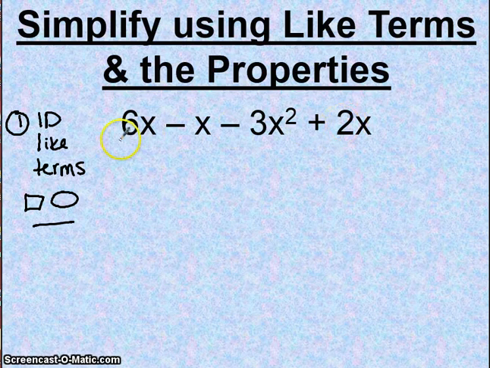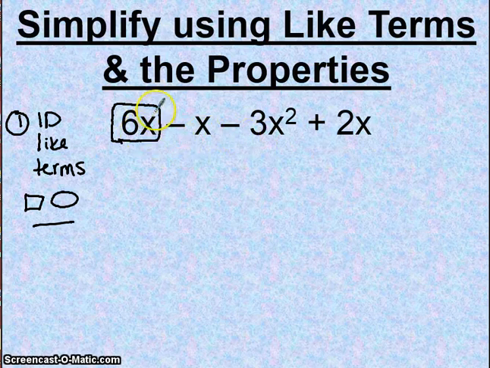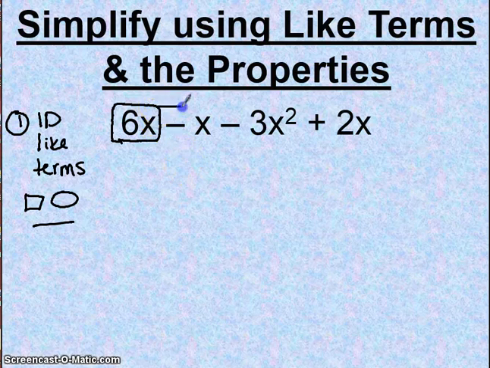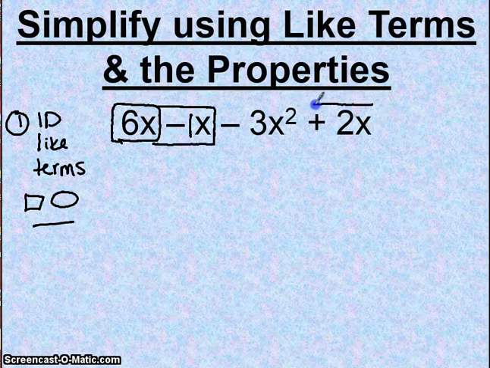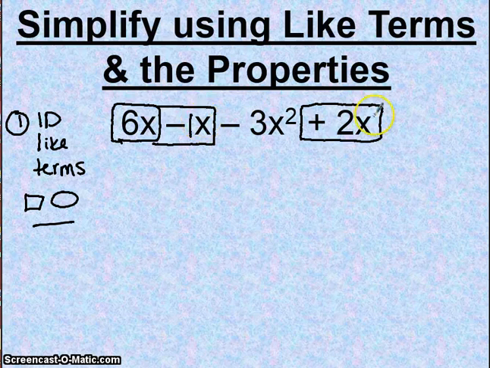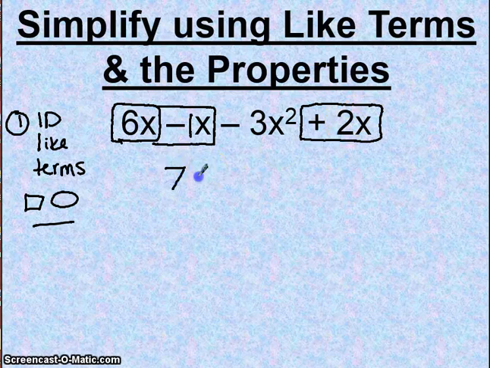So I like to start at the beginning. Alright, so I have 6x. This has a variable of x and an exponent of 1. Are there any other terms in this expression with a variable of x to the first power? And the answer is yes. Here we have negative x, which we just learned means negative 1x. And here we have x to the first power in the term positive 2x. So these 3 terms can be combined together. 6x take away 1x is 5x. Add 2 more x and you get 7x.